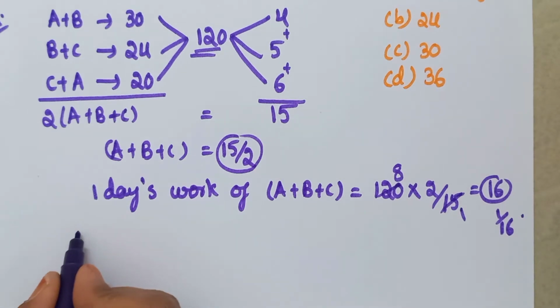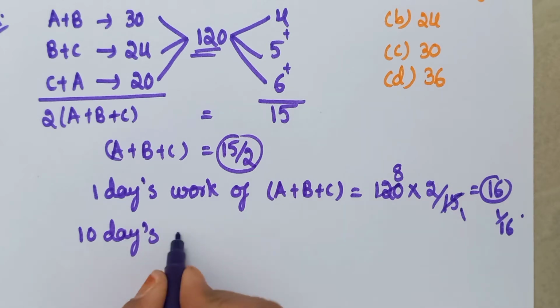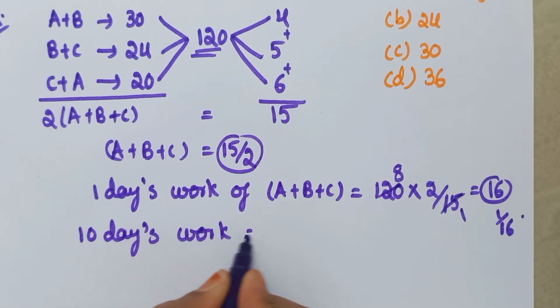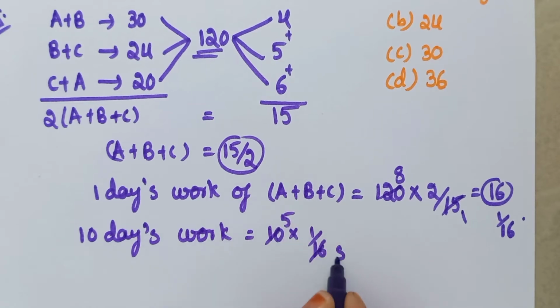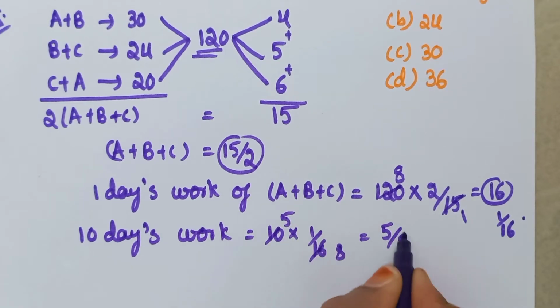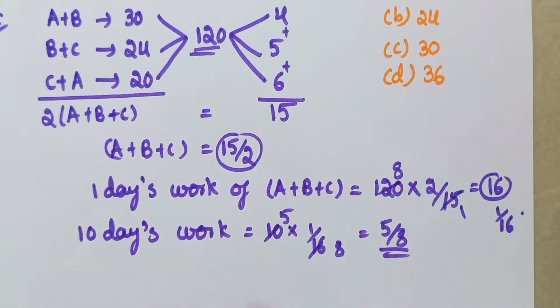So what is the 10 days' work then? 1 day's work is nothing but 1 by 16. So the 10 days' work of A plus B plus C becomes 10 into 1 by 16. So 2 fives are 10, 2 eights are 16, that is nothing but 5 by 8. This much amount of work is done by A, B and C together.